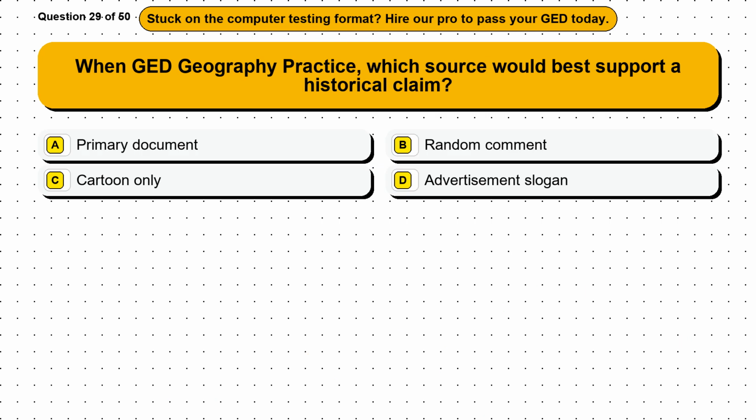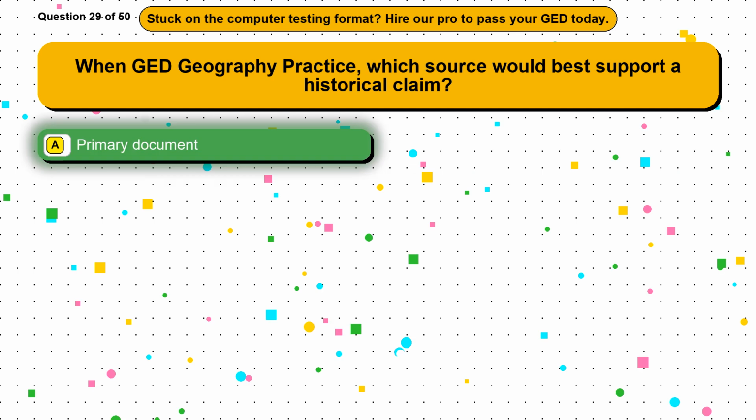Question 29. When GED Geography Practice, which source would best support a historical claim? Option A primary document. Option B random comment. Option C cartoon only. Option D advertisement slogan. The correct answer is option A.